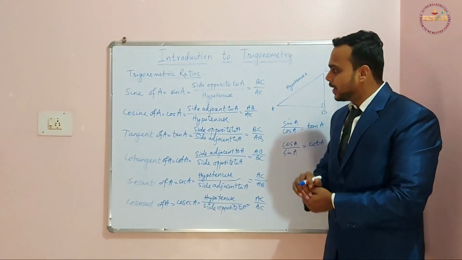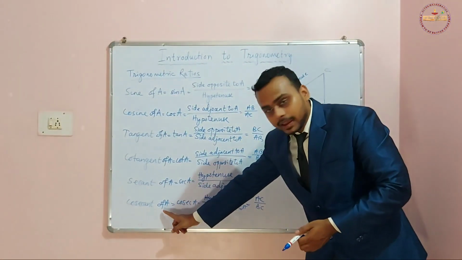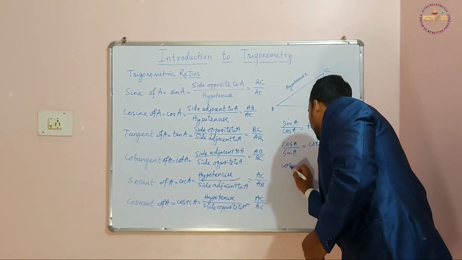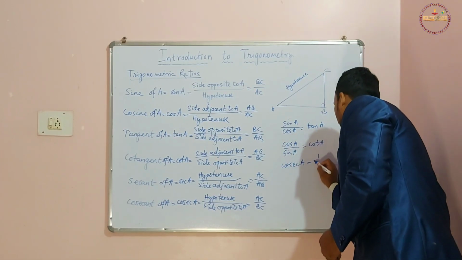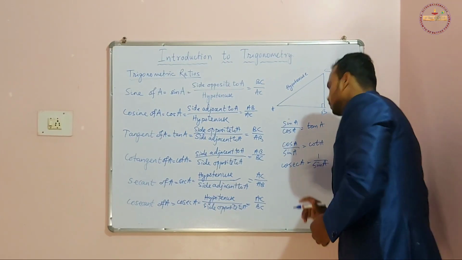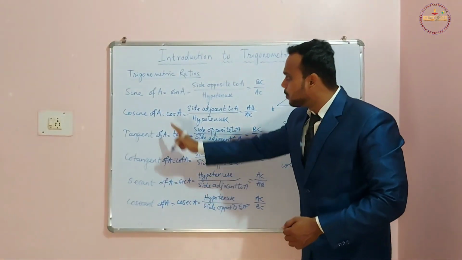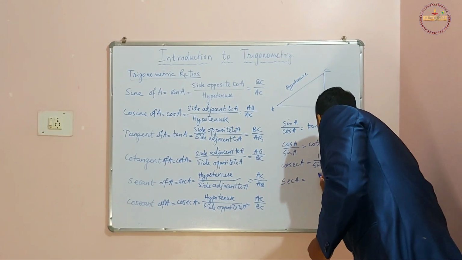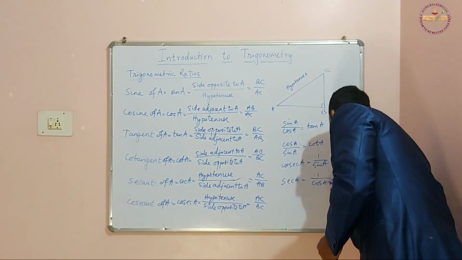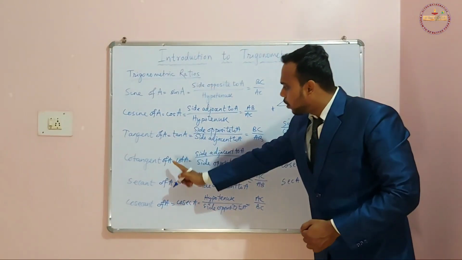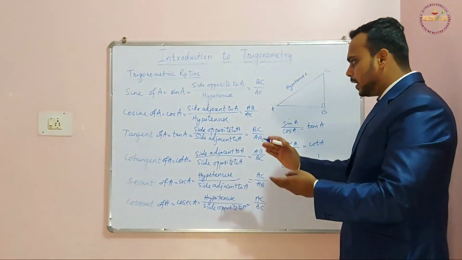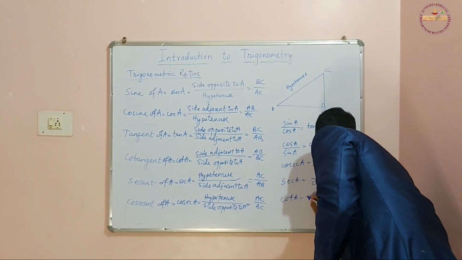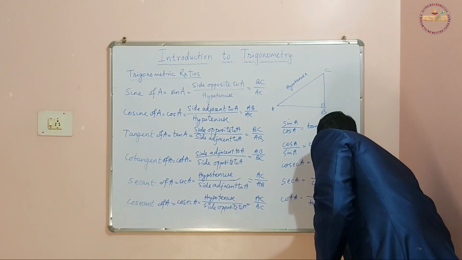I told you the reciprocal ratios. Cosec A is equal to 1 upon sin A. I am writing it here. So cosec A is equal to 1 upon sin A. Sec A is equal to 1 upon cos A. And another thing is cot A is equal to 1 upon tan A. Cot A and tan A are reciprocals of each other.